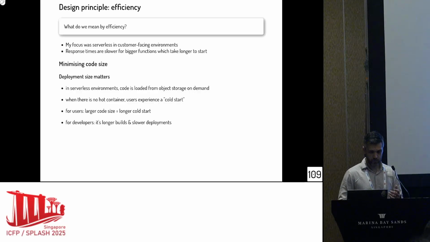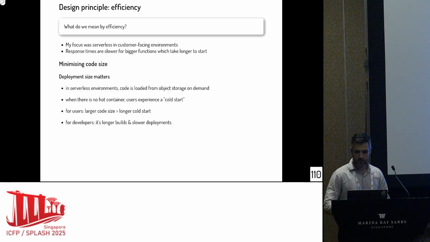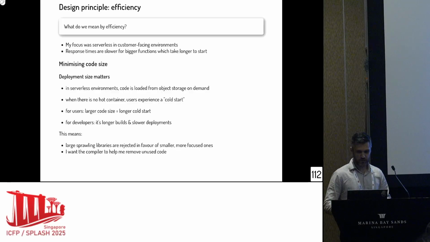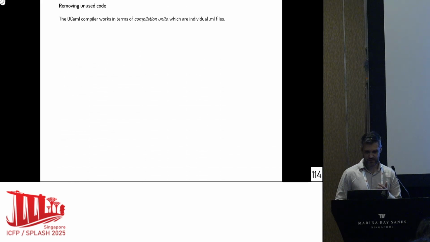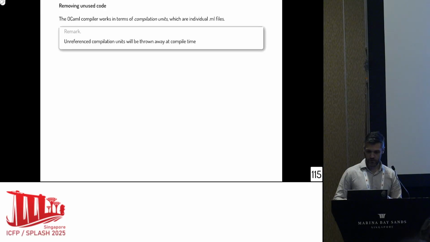Build and deployment times also suffer, and this isn't a problem confined to serverless workloads. If you're dealing with containers or deploying even whole instances on images, you'll have the same problem. What this means is I look to use smaller, more focused libraries, and I lean on the compiler to remove unused code, which I think is easier said than done with OCaml. The standard compiler seems to work in terms of compilation units, which are individual ML files. If a unit's not referenced, it'll be thrown away at compile time. So this is what I try and optimize for.